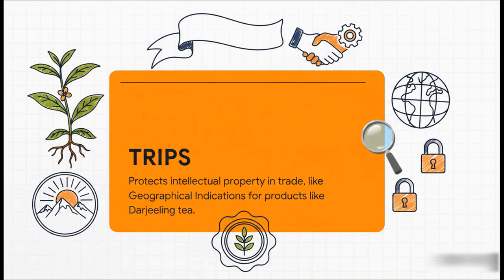And finally, TRIPS. This is all about protecting intellectual property. And for agriculture, this is huge. It ensures that the unique value of a product like Darjeeling tea, which can only come from one specific place in the world, is legally protected everywhere. It literally turns a place name into a valuable global brand.